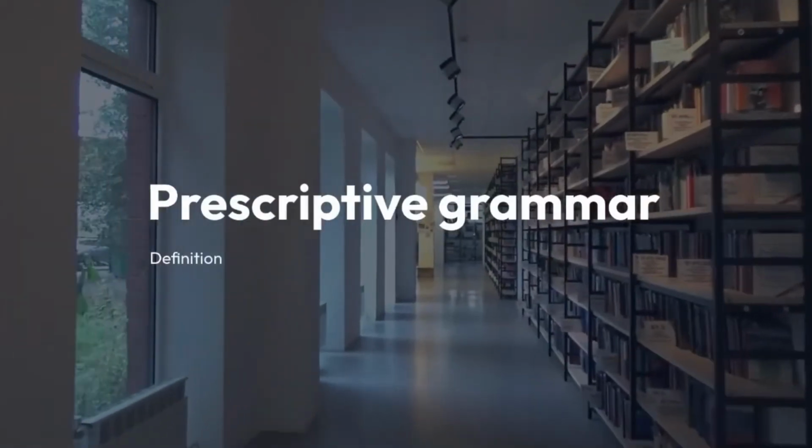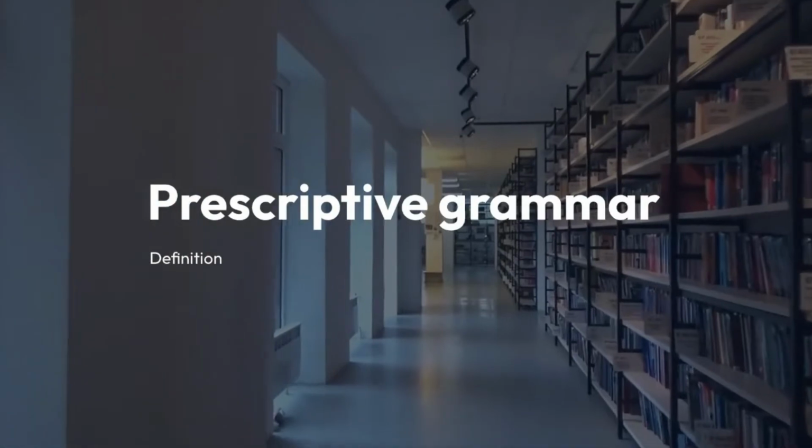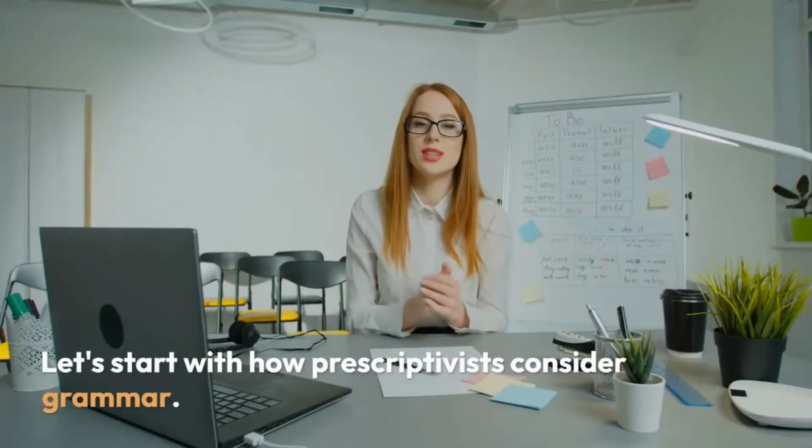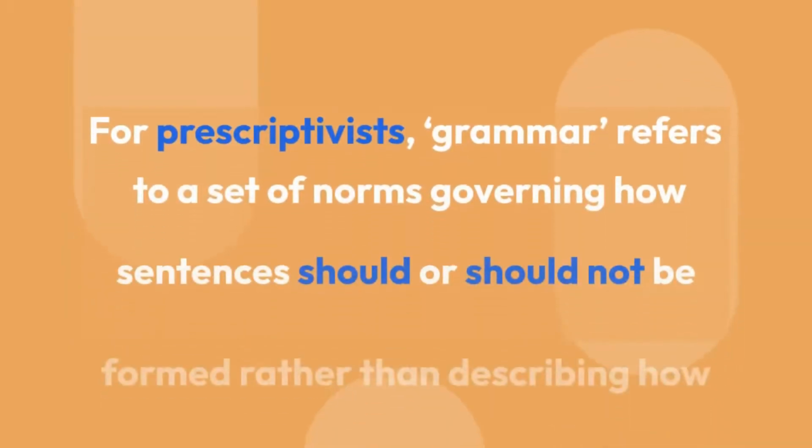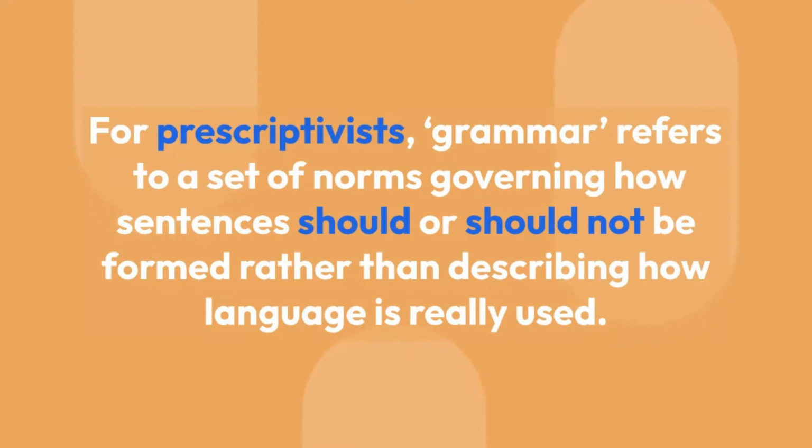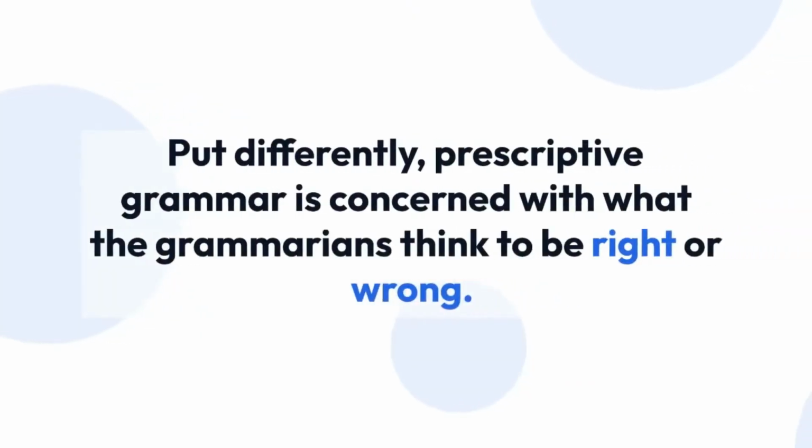Prescriptive grammar. Let's start with how prescriptivists consider grammar. For prescriptivists, grammar refers to a set of norms governing how sentences should or should not be formed, rather than describing how language is really used. Put differently, prescriptive grammar is concerned with what the grammarians think to be right or wrong.